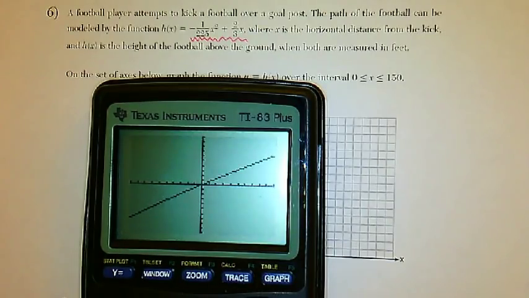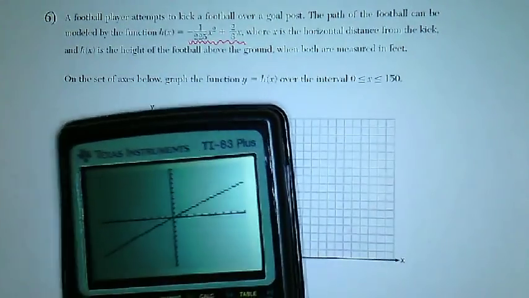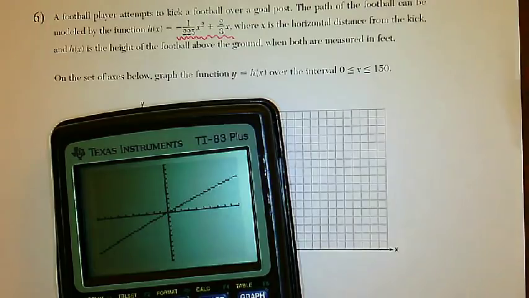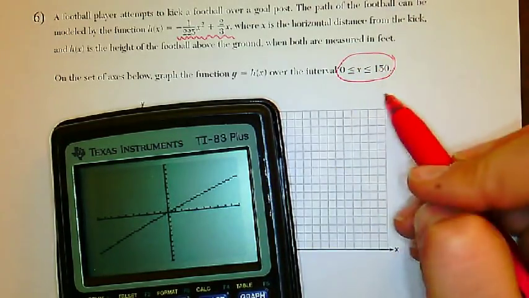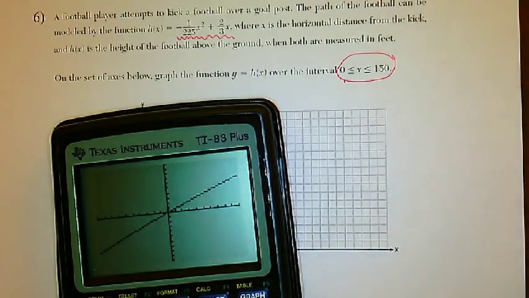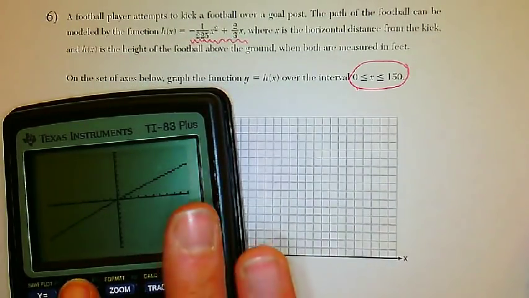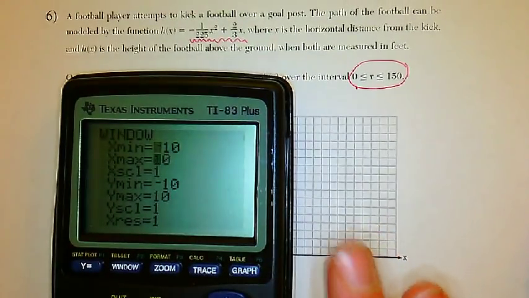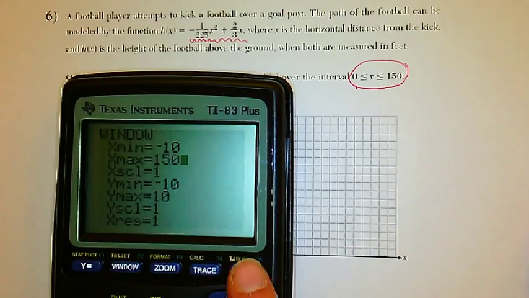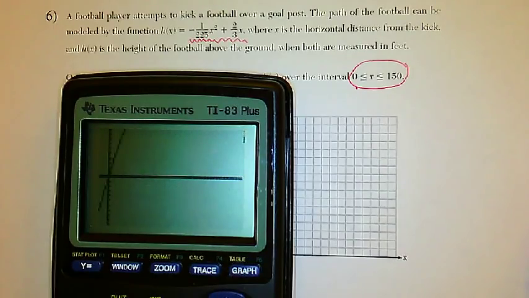Okay, so if you notice, we can't see everything on our graph. It looks like it's a straight line, so I thought that we plugged it in wrong, but if you look right here, it tells us that we want from the interval of 0 to 150. So what that tells me is that we have to change our window. Okay, so we're going to go to window, and I'm going to change my x maximum to 150 because it told me to. Okay, so now let's graph that and see what it looks like.